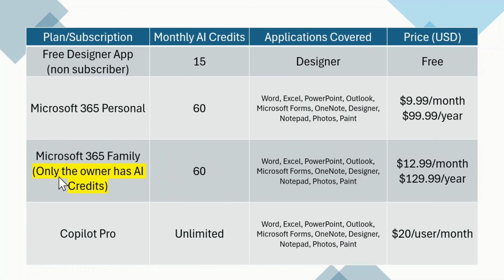If you are on a Microsoft family plan, take note, only the owner has AI credits. The rest of the family, unfortunately, has no AI credits. If you want unlimited AI credits, that's Copilot Pro. It comes at a price of $20 per user per month.